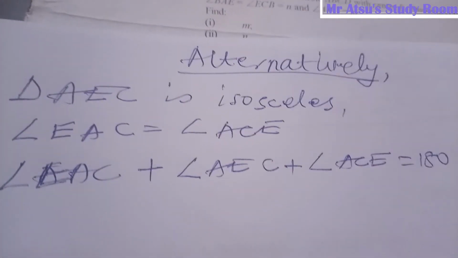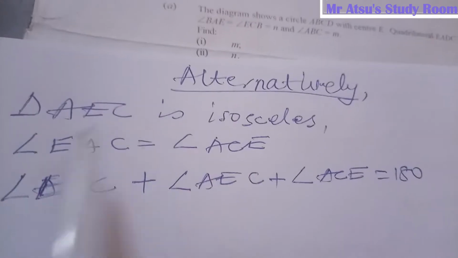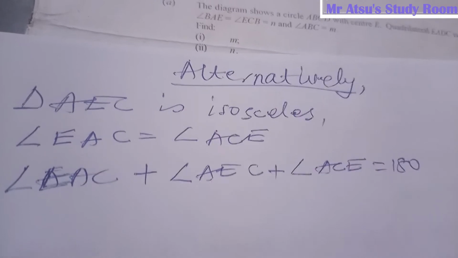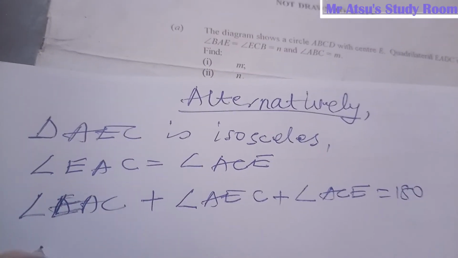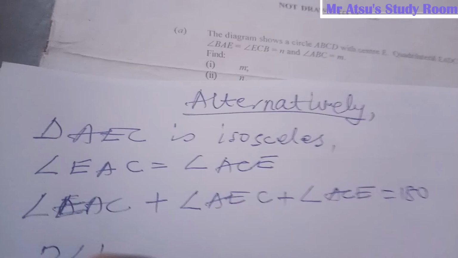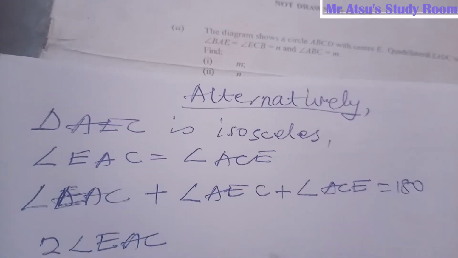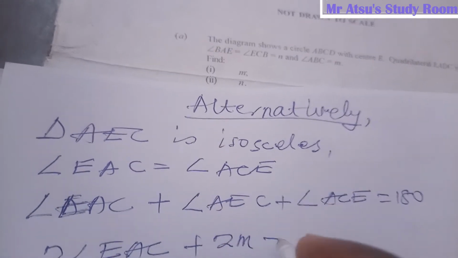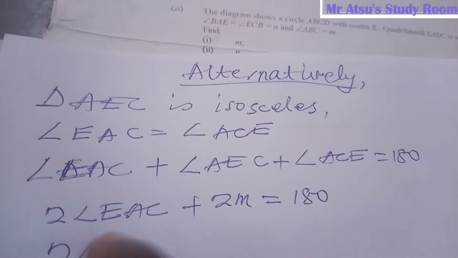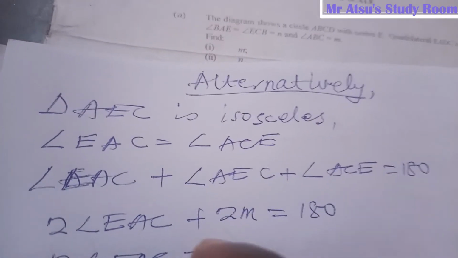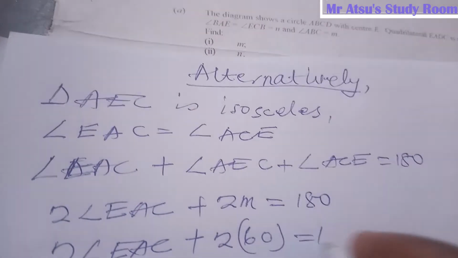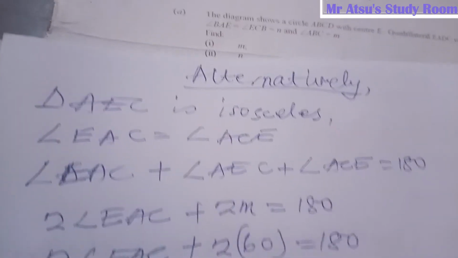Sum of interior angles of a triangle. Since EAC equals ACE, we can just choose one and say twice of that. So twice angle EAC plus 2M, which is 60, equals 180 degrees.